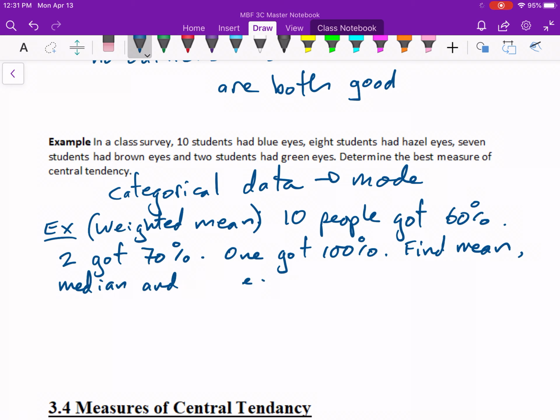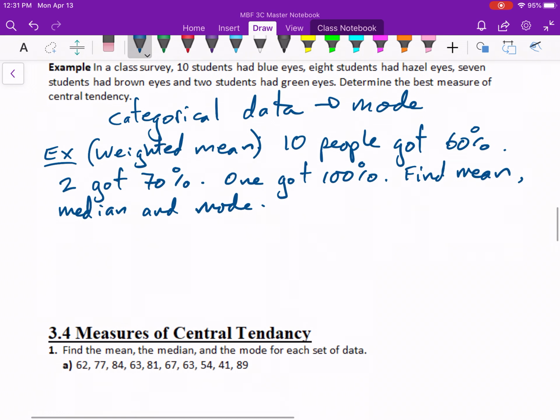Okay. Well, as far as the mode goes, that's easy. Again, if they tell me a specific number, then the mode has to be 60%.